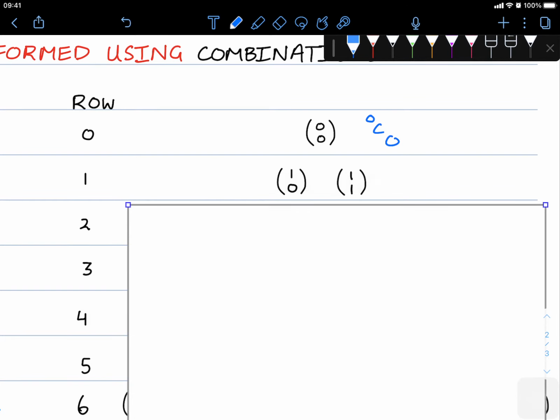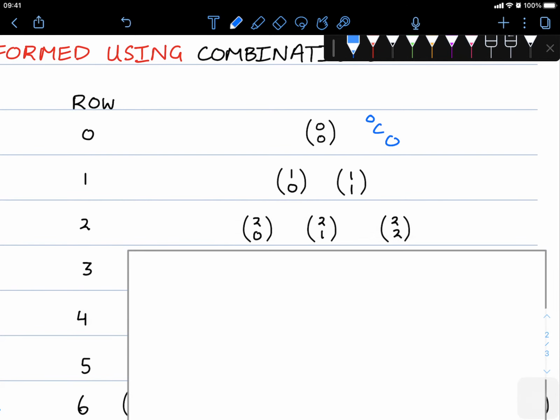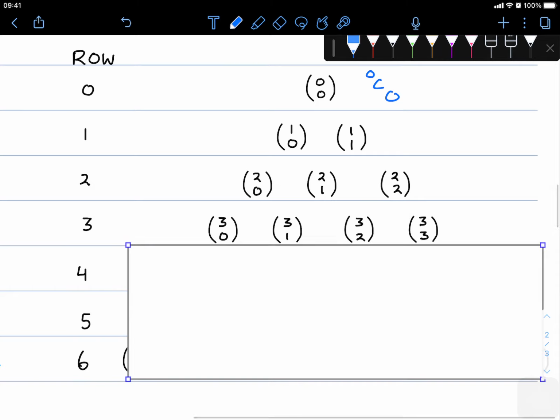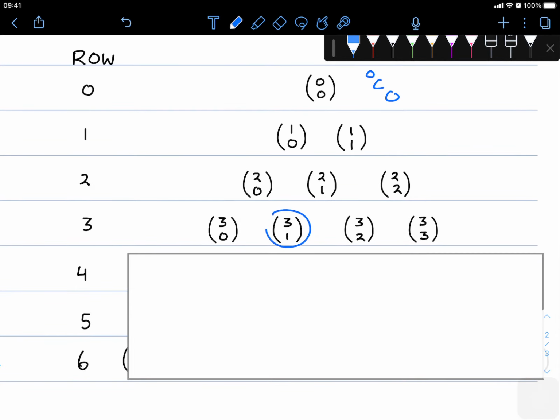So from that, we can figure out this. This is 2 choose 0, 2 choose 1, 2 choose 2, and so on. So if we're in the third row, the first number is 3 choose 0, the second number is 3 choose 1, the third number is 3 choose 2, and 3 choose 3, and I think you get the idea from this pattern here.